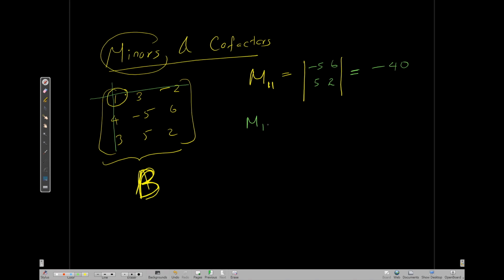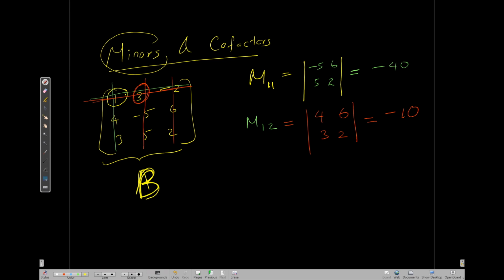Now M12. This time it's the minor of the element 3, first row, second column. So you have 4, 6, 3, 2. You get 4 into 2, 8, minus 18, negative 10, right? Now you don't have to do this crossing all the time; you can do it in your mind.